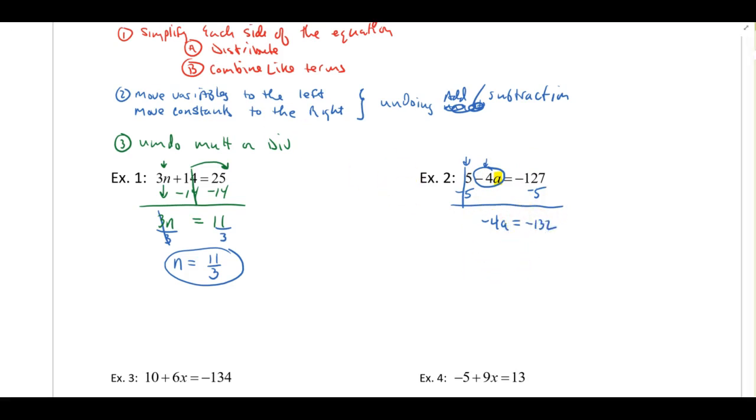Okay, now I still have to get rid of the negative 4. Since that's negative 4 times a, to get rid of it, I'm going to divide by negative 4, divide by negative 4, and I would get a equals, a negative divided by a negative is a positive, and 132 divided by 4 would be 33.